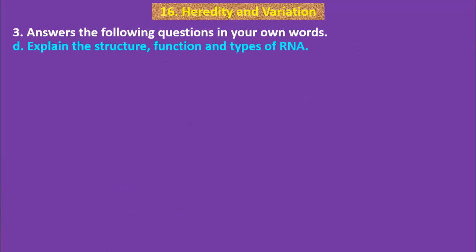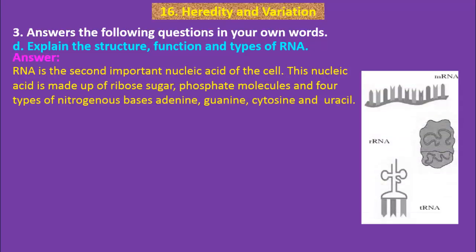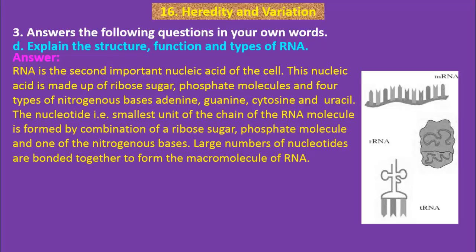D. Explain the structure, function and types of RNA. Answer. RNA is the second important nucleic acid of the cell. This nucleic acid is made up of ribose sugar, phosphate molecules and 4 types of nitrogenous bases: adenine, guanine, cytosine and uracil. The nucleotide, as the smallest unit of the chain of the RNA molecule, is formed by the combination of ribose sugar, phosphate molecule and one of the nitrogenous bases. A large number of nucleotides are bonded together to form the macromolecule of RNA.